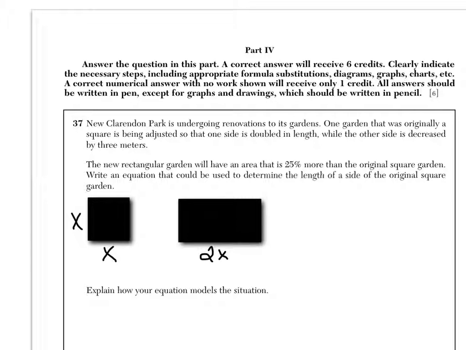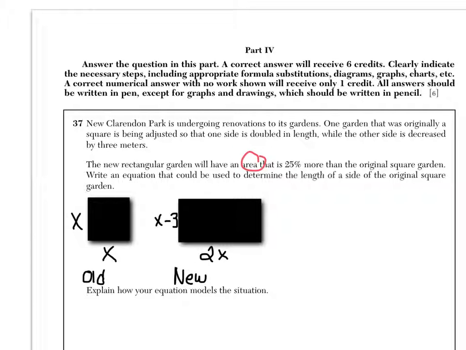My picture doesn't necessarily reflect that, but we're just going to label it with x minus 3, even though it looks about the same. Okay, so you might want to label these old and new, just so we don't get them confused. And what it does say is that in the next part, the new rectangular garden will have an area.